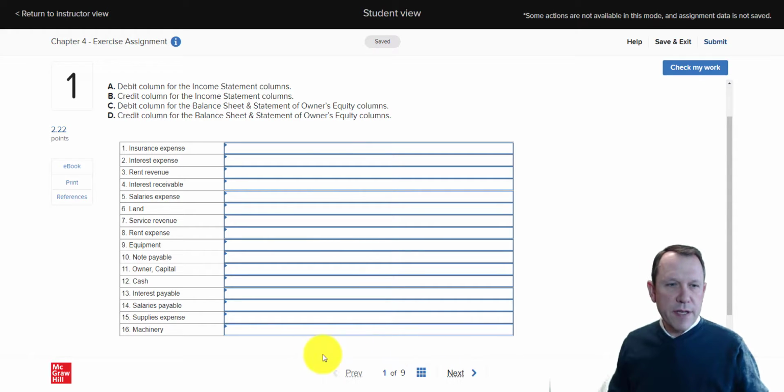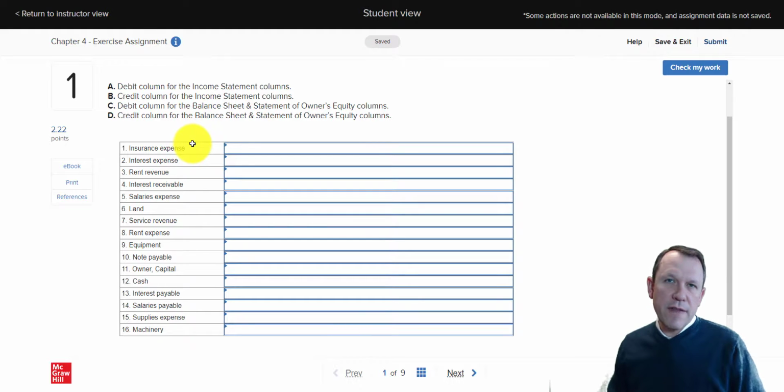Is there any accumulated depreciation on here? I don't see any. If we had accumulated depreciation, it would be a contra asset that would actually be a credit. All of the liabilities are going to be credits, so all the payables and all the unearned revenues are going to be credits.